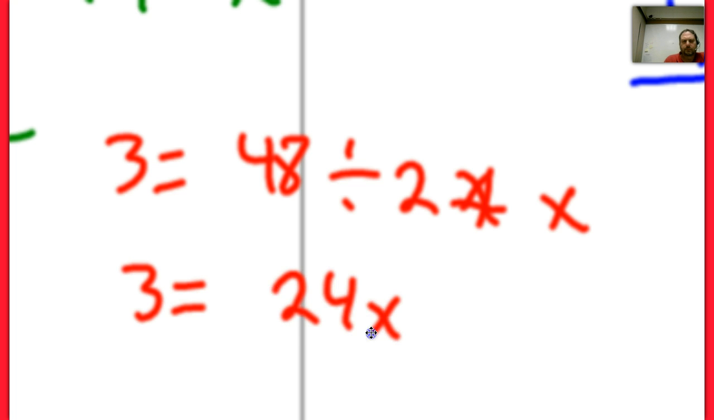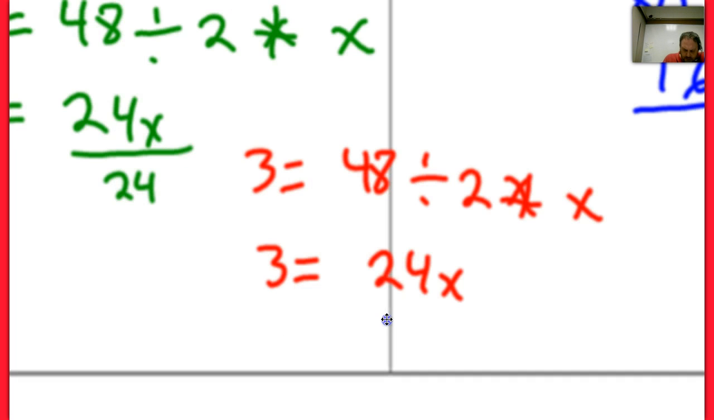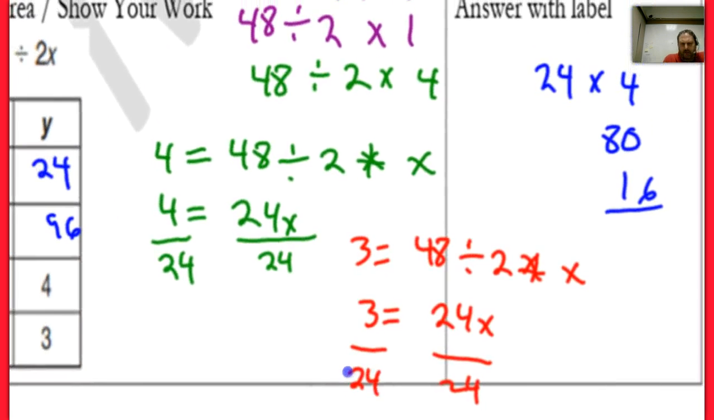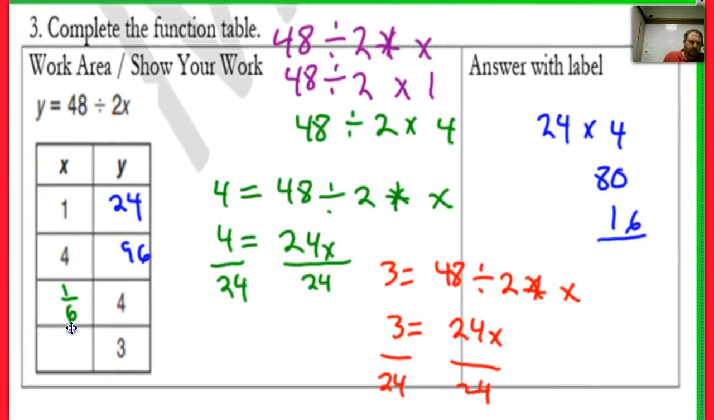24x. To solve for x, we got to divide both sides by 24. Divide 3 by 24. Simplifying that fraction, 3 divided by 3 is 1. 24 divided by 3 is 8. So there's my input-output table. I have completed it for all variables.